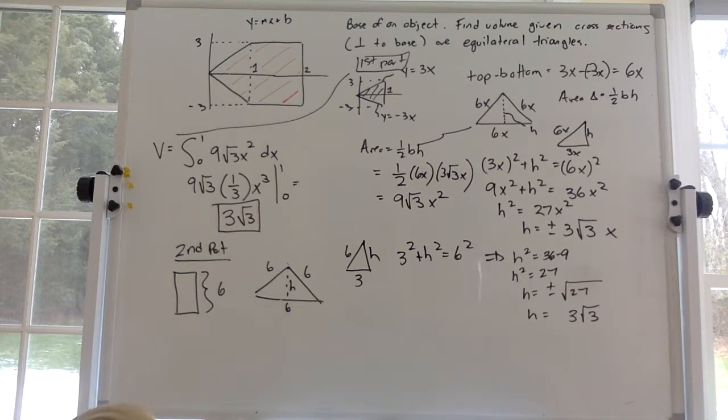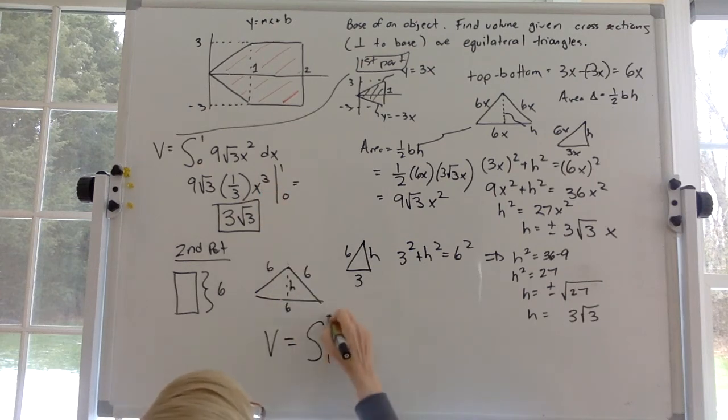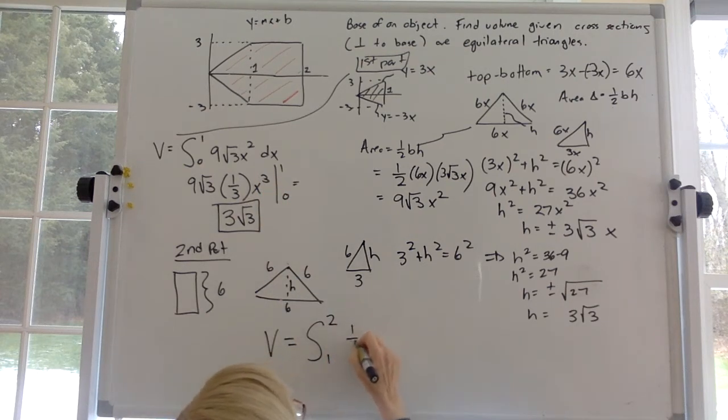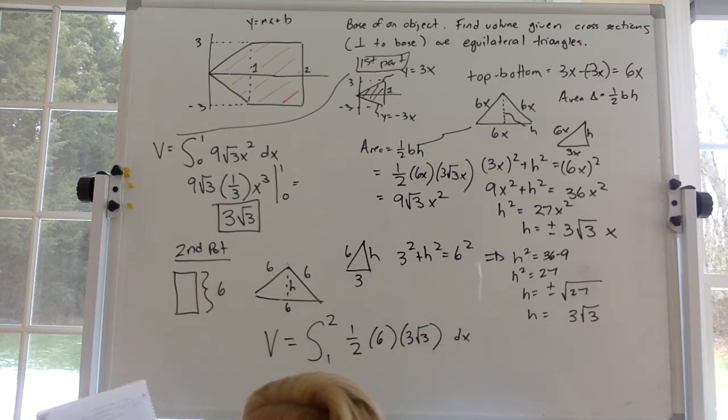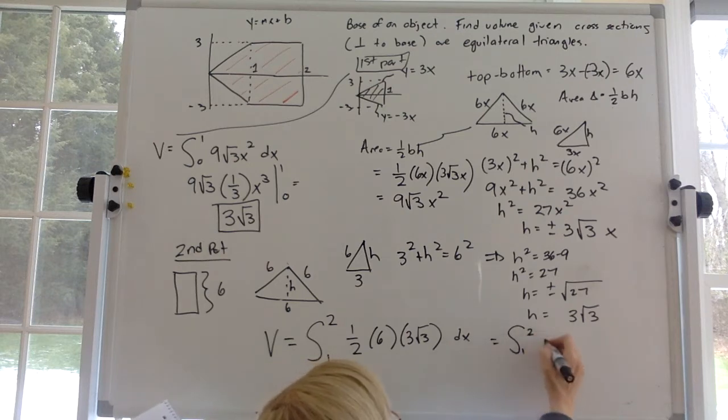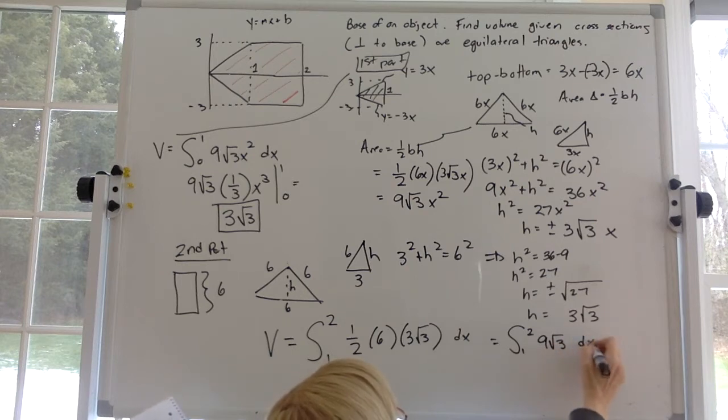Okay, so now we got to do our volume for this second part. So what does x go from? x goes from 1 to 2. 1/2, what's the base? 6, what's the height? 3 square root of 3 dx. Hopefully I did that right. Okay. So let's see, can we simplify this? I think it's the integral from 1 to 2 of 9 square root of 3 dx.